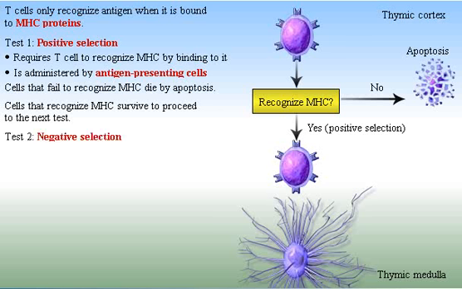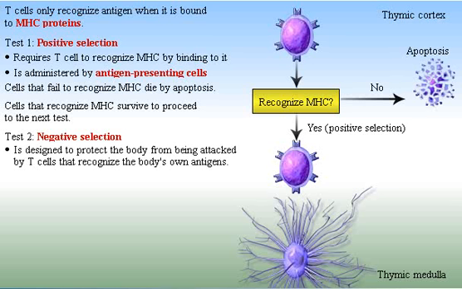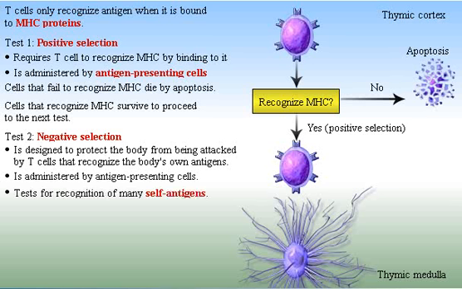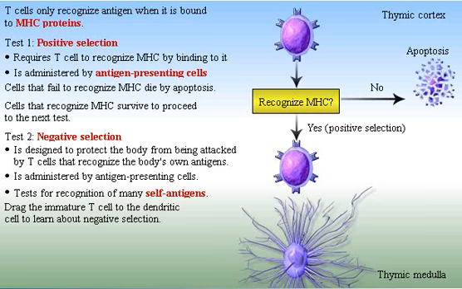The second test, called negative selection, is designed to protect the body from being attacked by T cells that recognize the body's own antigens. Like the previous test, this test is also administered by antigen-presenting cells. But in this test, antigen-presenting cells will present a great variety of self-antigens to the T cell. Drag the immature T cell to the dendritic cell to learn about negative selection.